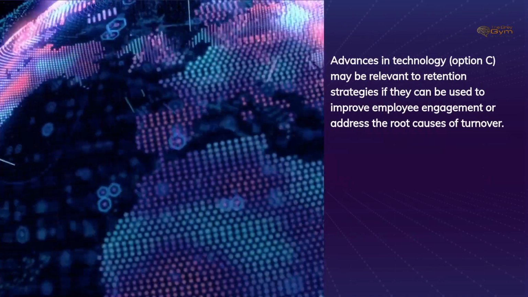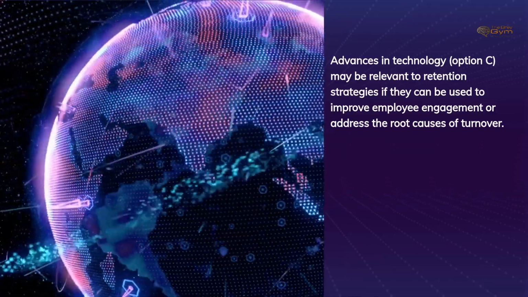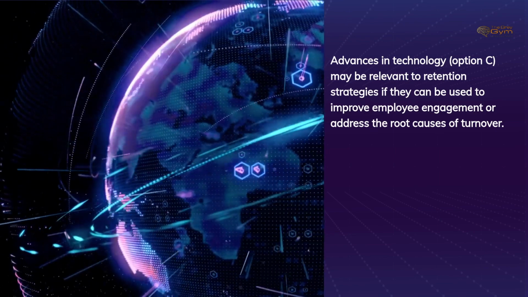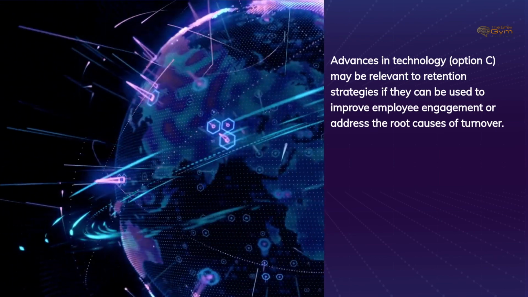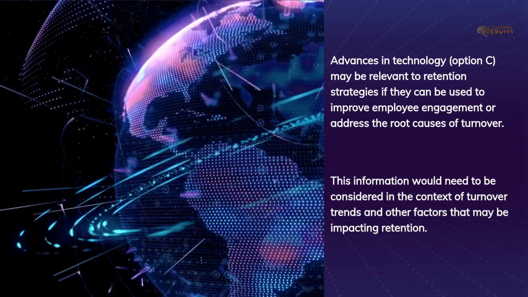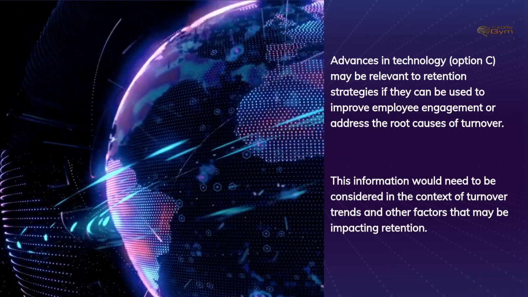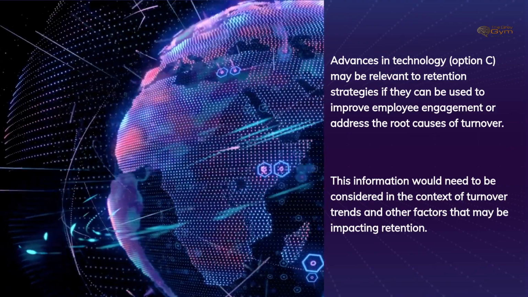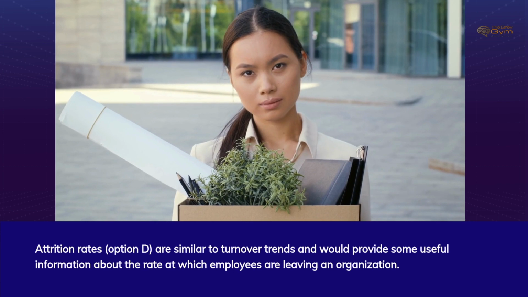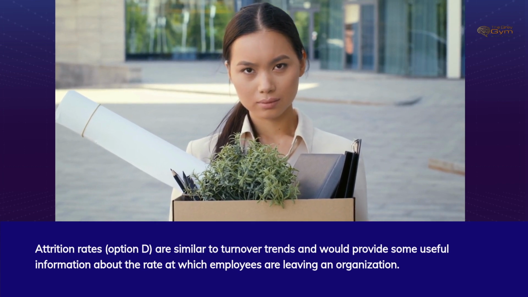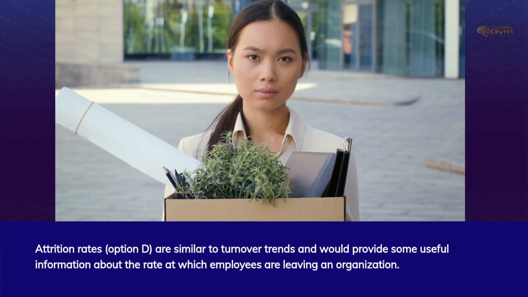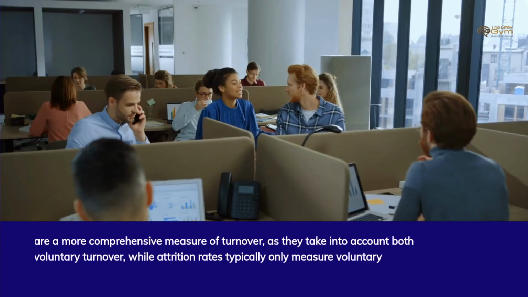Advances in technology, which is option C, may also be relevant to retention strategies if they can be used to improve employee engagement or address the root cause of turnover. However, this information would need to be considered in the context of turnover trends and other factors that may be impacting retention. Attrition rates, which is option D, are similar to turnover trends and would provide some useful information about the rate at which employees are leaving an organization.